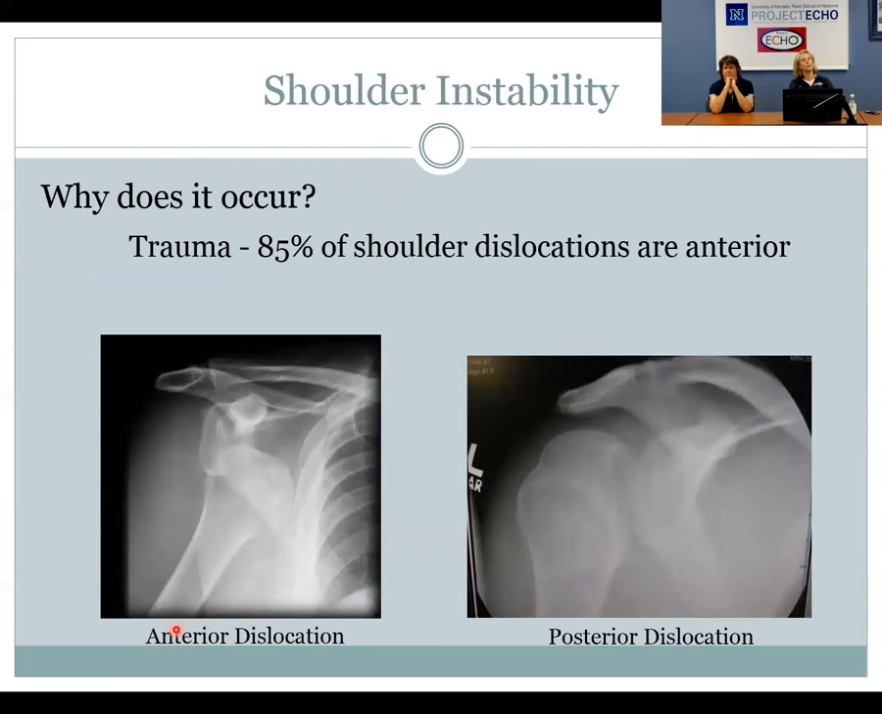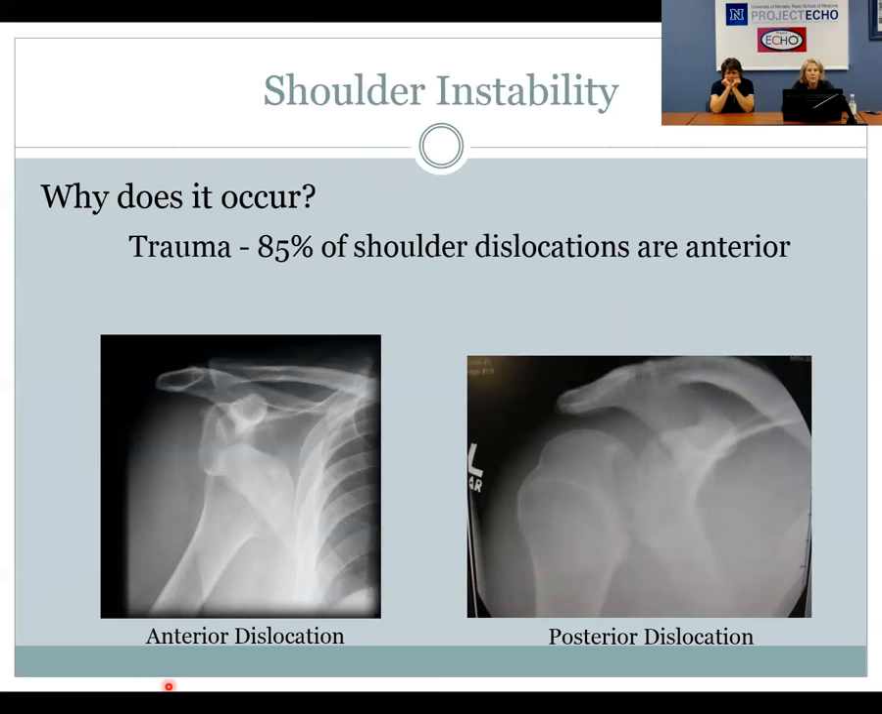Another cause of instability is trauma. And this is something that is usually easily recognized. It's the athlete that falls and has, most of the time, an anterior shoulder dislocation. Usually there's significant clinical deformity, and reduction either on the field or sometimes under sedation in the emergency room is necessary.